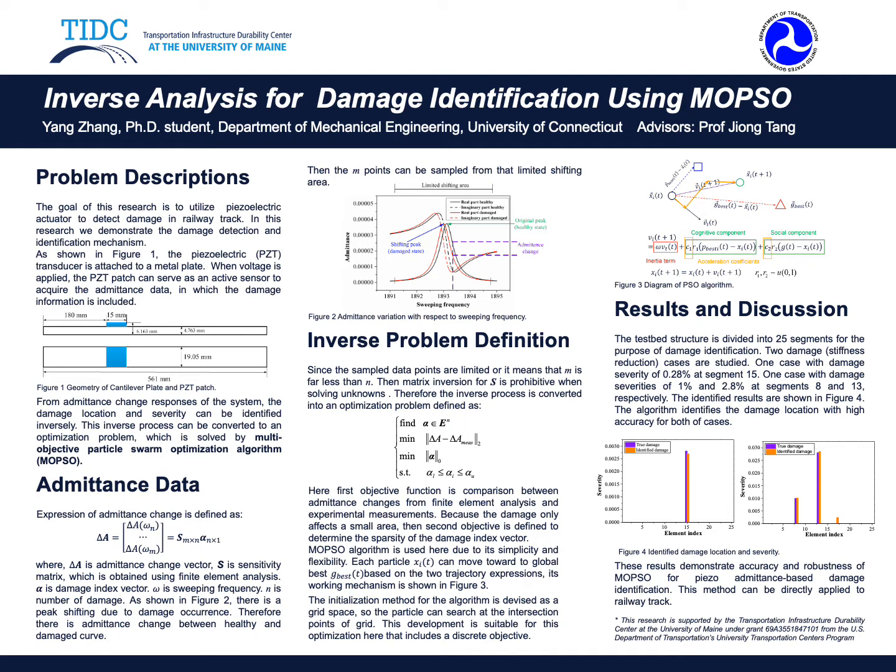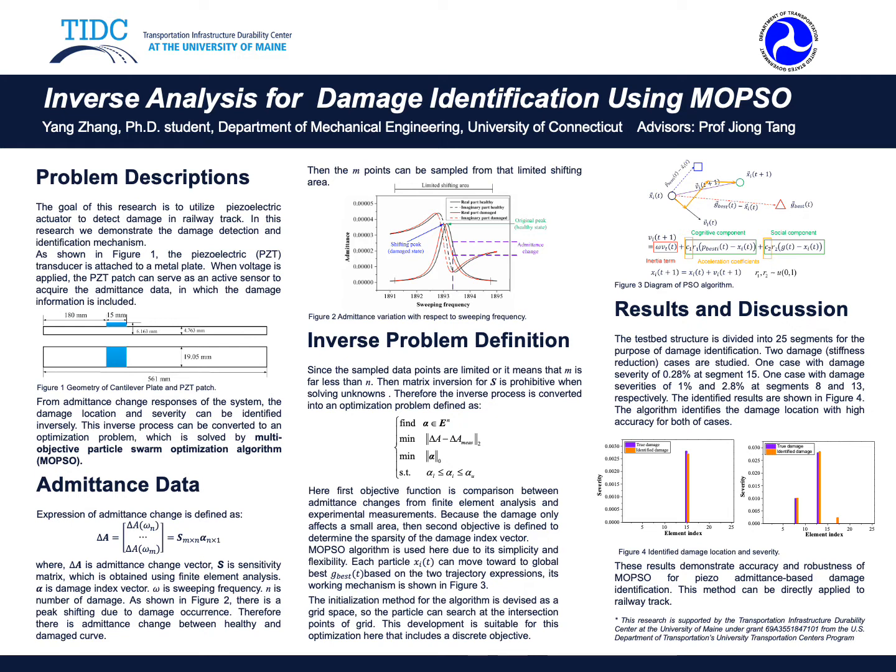The fourth part is results and discussion. The testbed structure is divided into 25 segments for the purpose of damage identification. Two damage cases are studied. One case has a damage severity of 0.28% at segment 15. The other case has damage severities of 1% and 2.8% at segments 8 and 13 respectively.